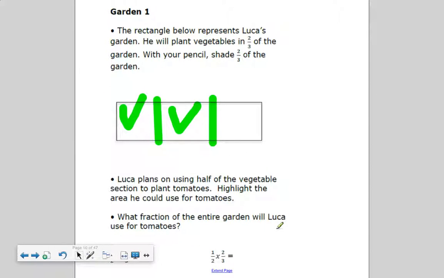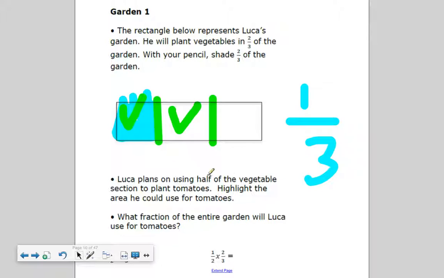Lucas plans on using half of the vegetable garden. So he's going to use this half. So he'll use half of the vegetable garden for his tomatoes. So as you can tell, 2/3 of the garden represent vegetables and half of that. So what fraction do you have here? It seems like 1/3 is the answer.